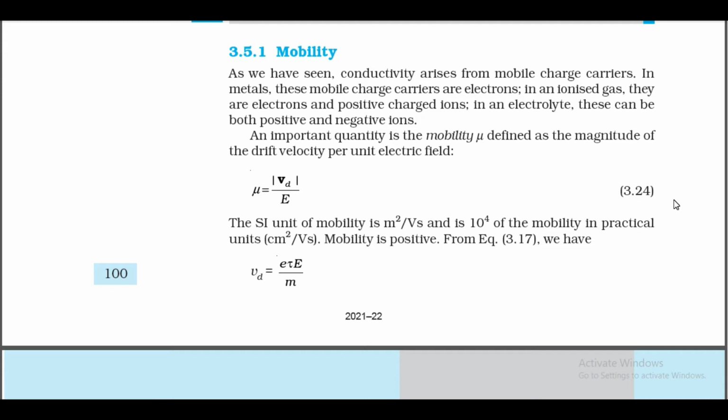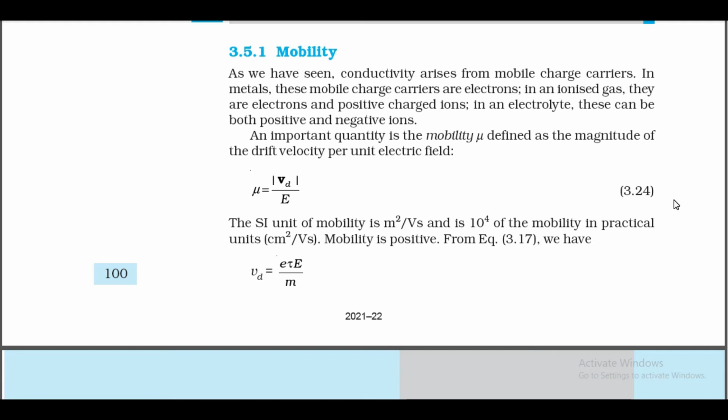3.5.1 Mobility. As we have seen, conductivity arises from mobile charge carriers. In metals these mobile charge carriers are electrons; in an ionized gas, they are electrons and positively charged ions; in an electrolyte, these can be both positive and negative ions. An important quantity is the mobility, mu, defined as the magnitude of the drift velocity per unit electric field. Mu is equal to mod Vd divided by E.